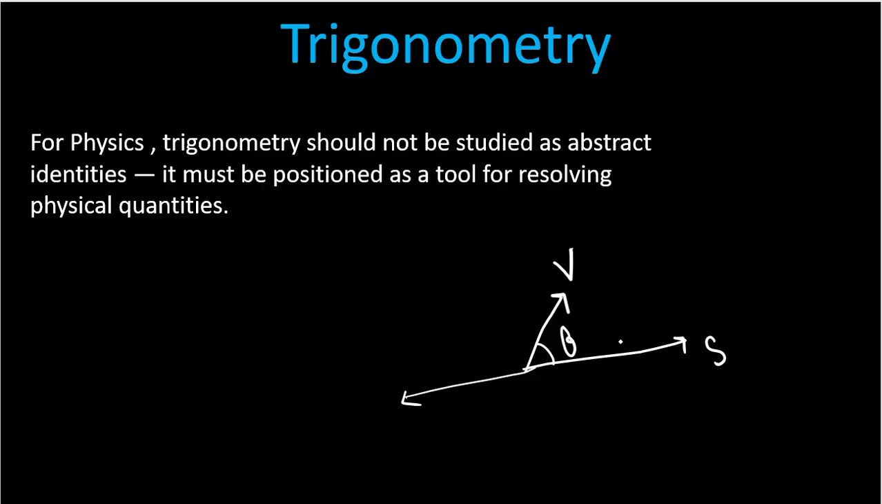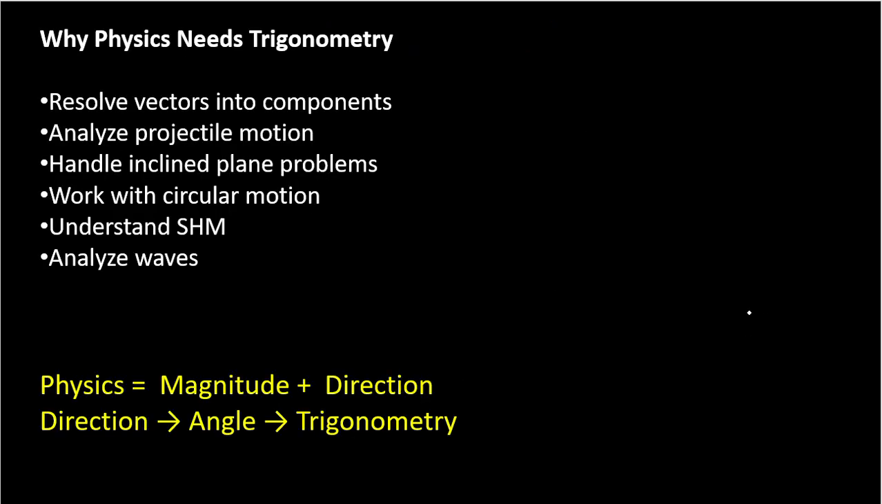It will give us information about what part of one physical quantity about one direction have in some other direction, like what part of this velocity is along this direction. So let's start. So why does physics need trigonometry? So first, resolve vector into components. Whenever any vector is not in desired direction, we break that vector into different components in our desired direction so that we can calculate our desired quantity.